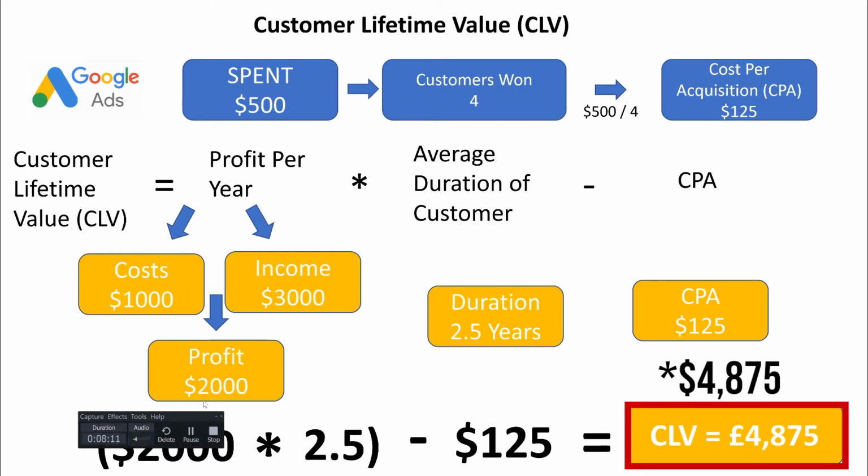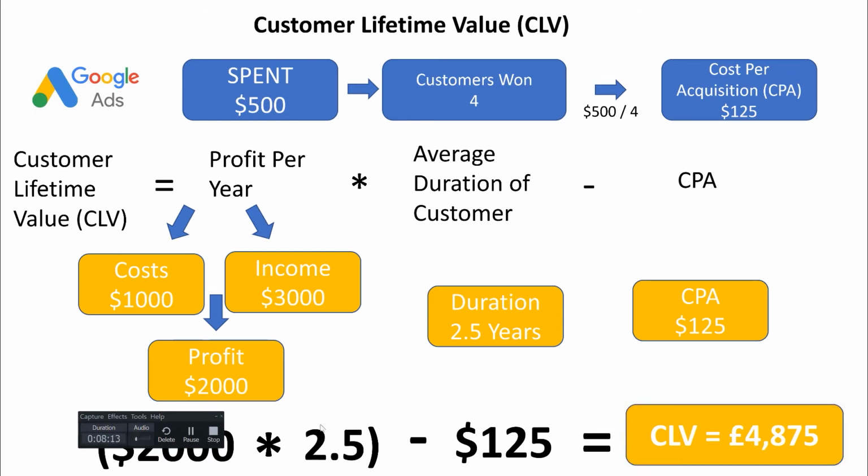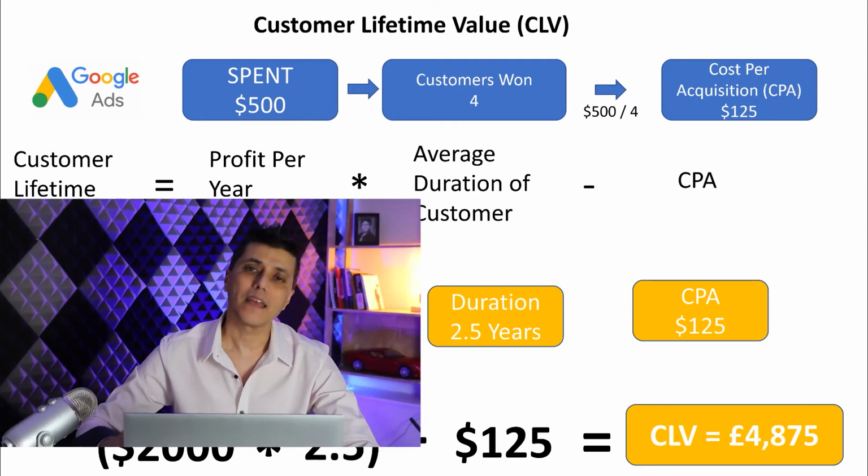$4,875. Excuse me, I have put the pound symbol there. There's a small typo. But in this way, now you can see that within your campaign, if you acquire a customer and that customer has cost you $125 to acquire, that means that during the lifetime of that customer, you're likely to make $4,875. That looks like quite a good return on investment to me.